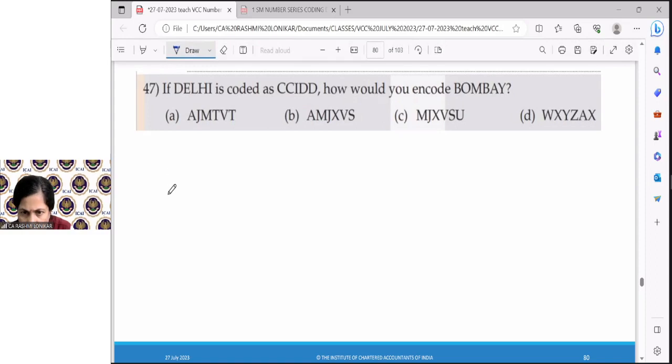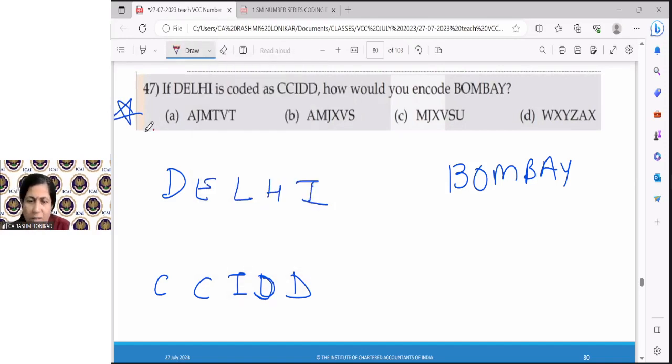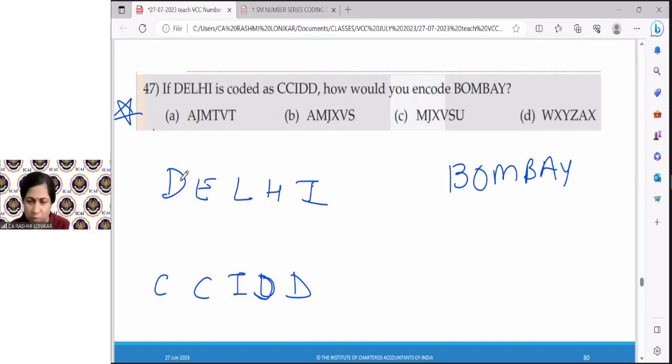So DELHI. How will you code Bombay? This is CCIDD. Okay. This sum is unique because usually once I have a code for E, say E is 5, then every time E will be 5. But here it is not happening this way. What is happening? C to D, I am going +1. C to E, I am going +2. C, D. No, not +1. It's just 0, no?